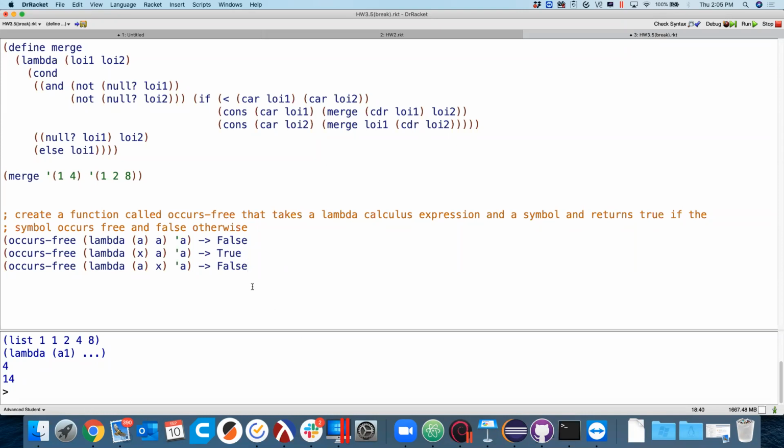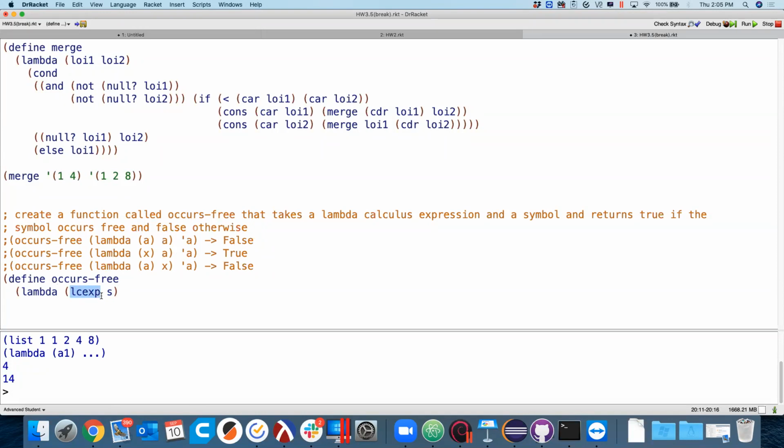All right, so let's take a look. Put little comments before these guys so we can compare against it. So we want to define occurs free to be a lambda that takes in a lambda calculus expression and a symbol, and it should return true if this symbol occurs free in this lambda calculus expression.